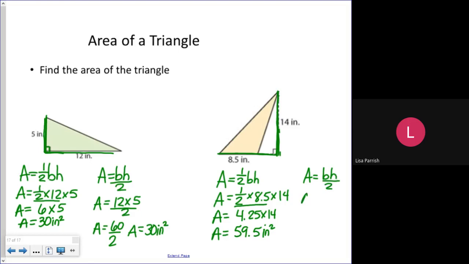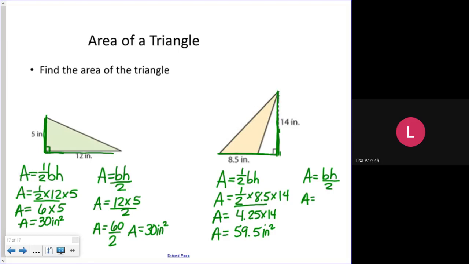Okay, so I'm going to work it using the other formula for triangle. Again, you don't have to do both. Pick whichever one. A lot of times people just prefer the base times height over 2. That way they can just multiply the two numbers, divide by 2, and be finished. But it's up to you. You have a choice here.